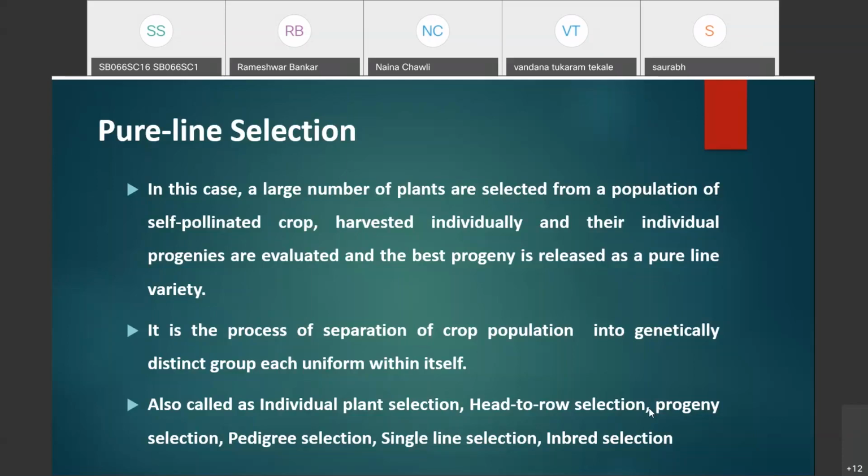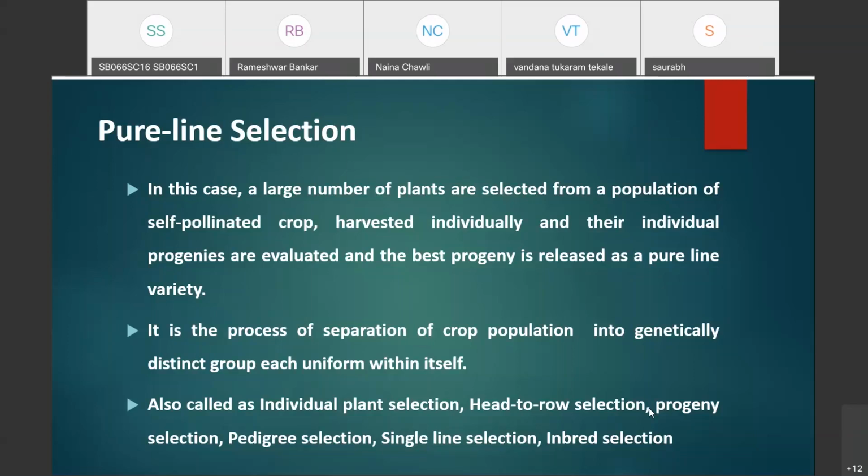Okay, or in other words, the pure line selection can be defined as isolating a desirable homozygous individual from a mixed population and multiplying the same without contamination to release as a new variety, is known as the pure line selection. Okay, I have not mentioned this definition in this slide.